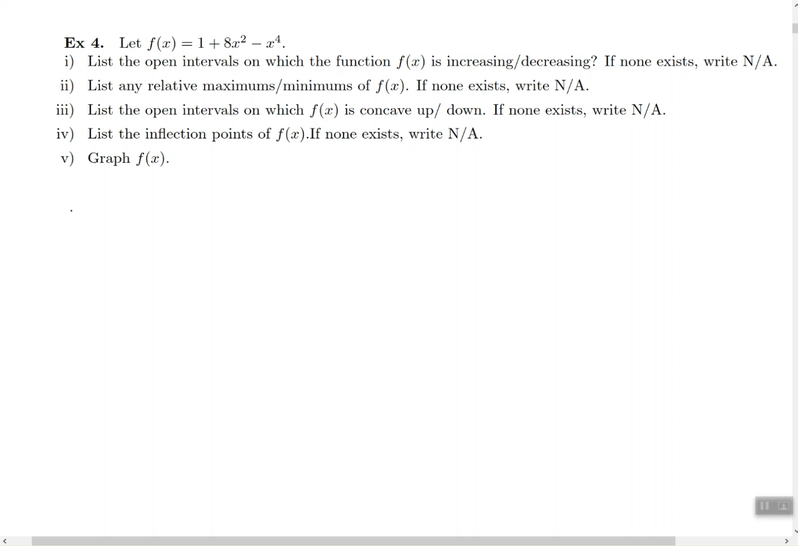Okay, so example 4 says list the intervals on which the function is increasing or decreasing. So part 1, we are given the function f(x), which is 1 plus 8x squared minus x^4, and we want the first derivative, and we need to know what makes it 0, what makes it undefined.